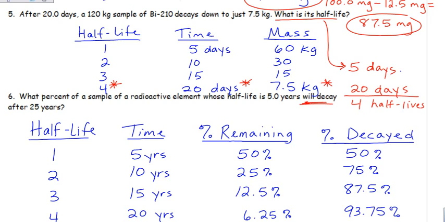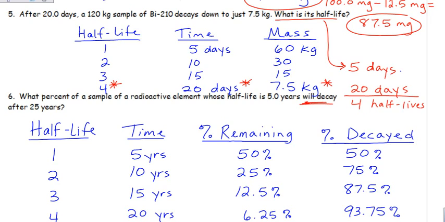I really like number 6. It kind of summarizes everything that we've been looking at in terms of half-life, and it puts it in terms of percentages. What percent of a sample of radioactive element whose half-life is 5 years will decay after 25 years? What percent is gone? What percent has decayed after 25 years? Well, they might also ask this in terms of how much is remaining.